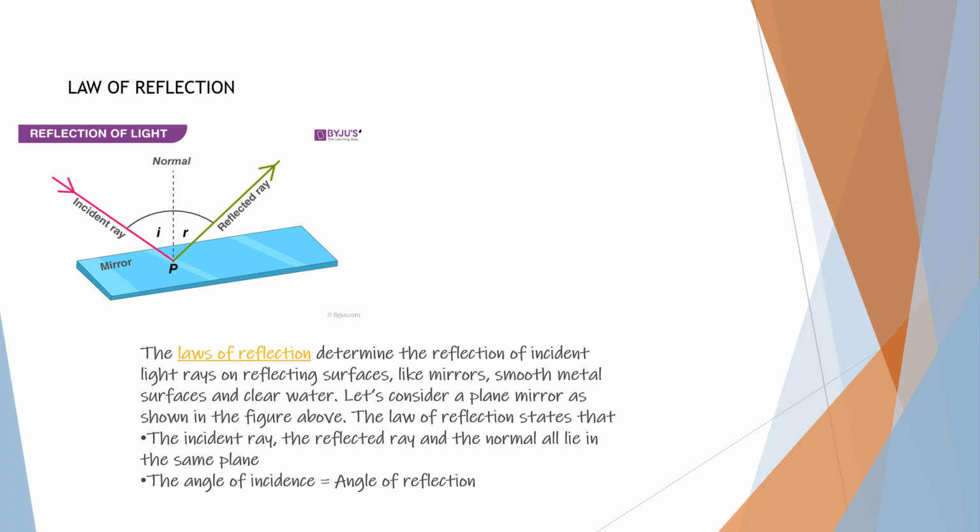Let's move to law of reflection. So, the law of reflection determines the reflection of an incident ray on reflecting surfaces like a mirror, smooth metal surface, and clear water. Let's consider a plane mirror as shown in the figure above.